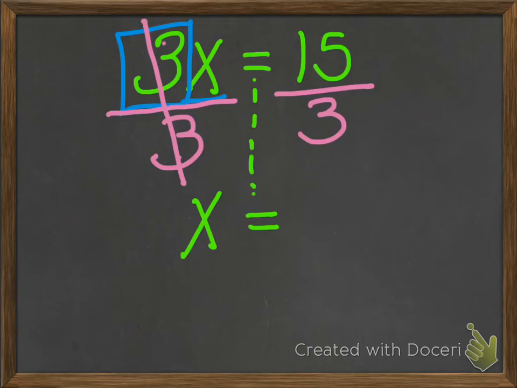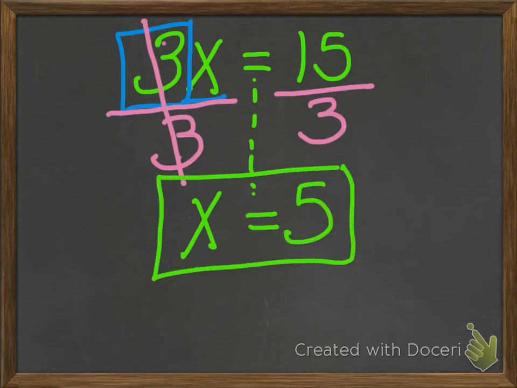So if you don't keep your equal sign lined up and everything on the side it's supposed to be on, you can get mixed up. So be careful of that. Just start off now doing it neat. Alright, so 15 divided by 3 is 5. So my solution says that x equals 5.